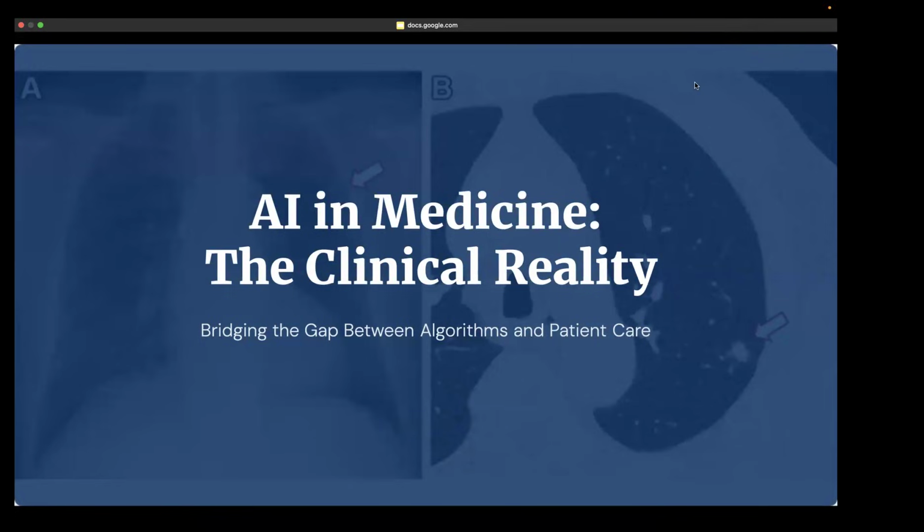Okay, so I'm going to explain about AI in medicine, the clinical reality. I know a lot of people think that AI can replace a lot of people in medicine, and I just want to talk about how AI can be applied in medicine, what the limitations are, and the practicality.